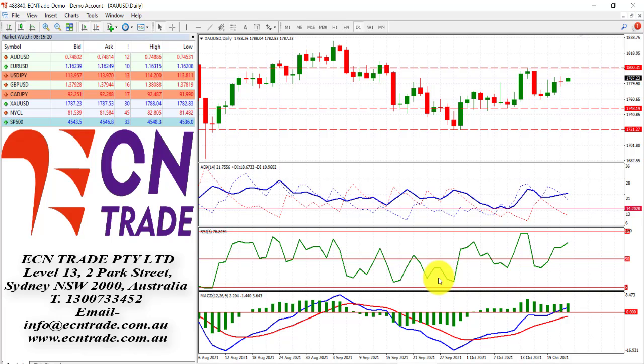I feel there is a bull trap coming there, and if so, a rejection like previously could send the market back down from 1,800 to 1,748.